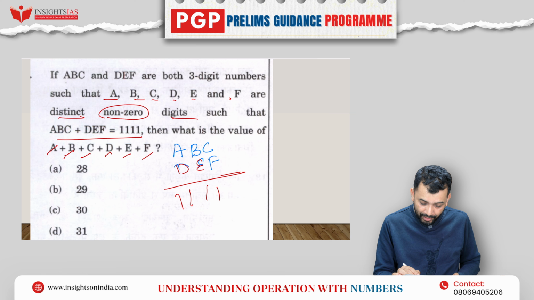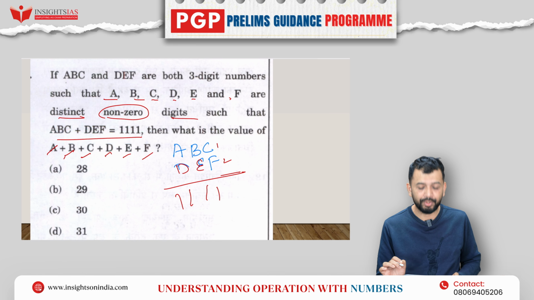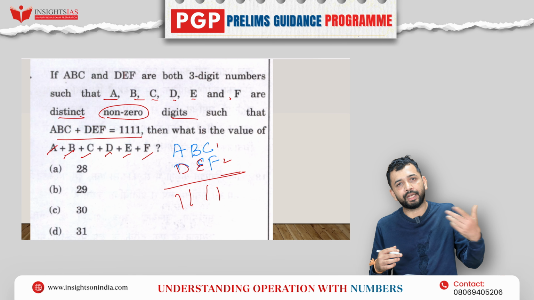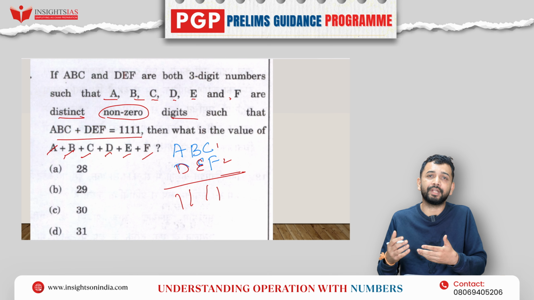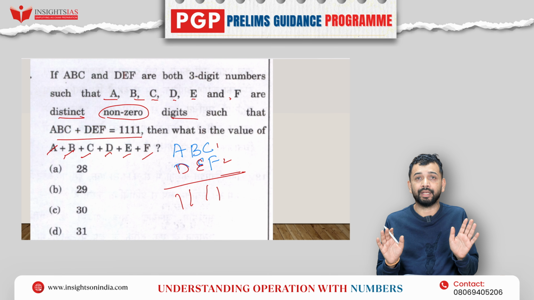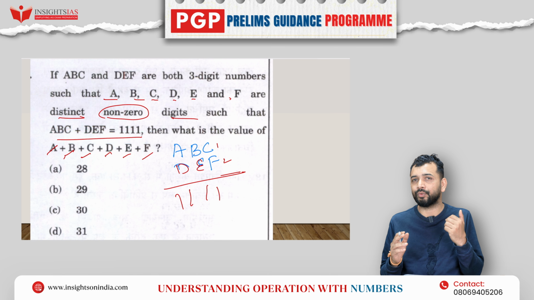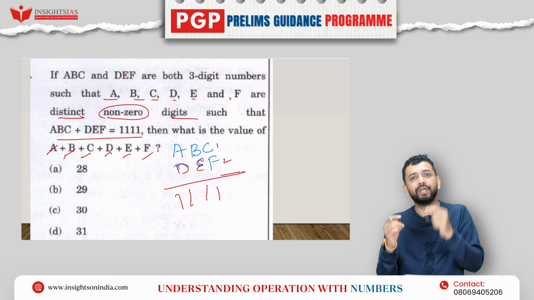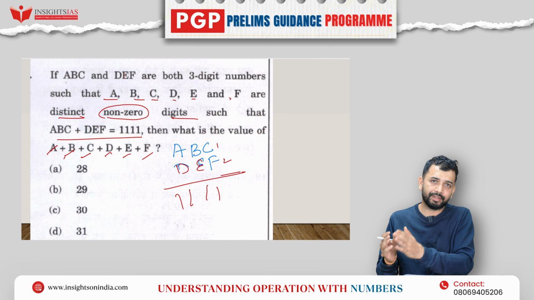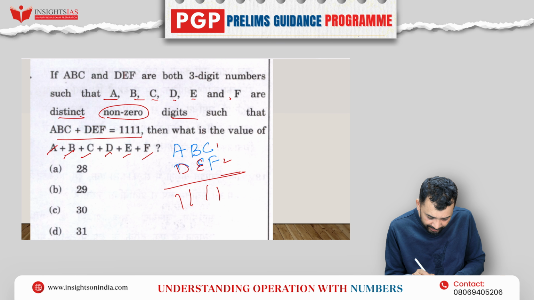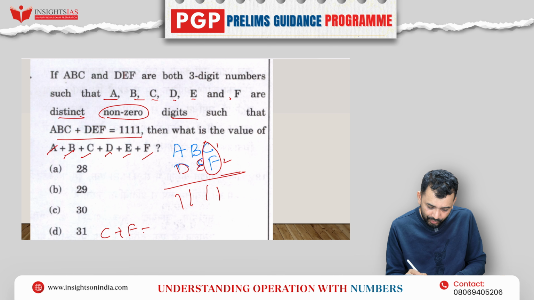That means the minimum value is 1. The next minimum value will be 2. So even when one is 1 and the other is also not 0, if the answer is ending up with 1, that means it has to be 11. Again, you cannot think that it is 21. Why? Because even if you add the two greatest digits, 9 and 9, the answer will still be 18. So the only option possible is that C plus F, the last 2 digits added, will be 11.